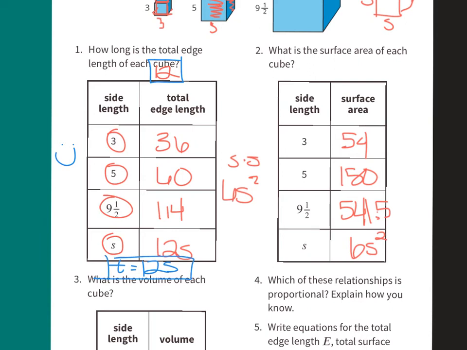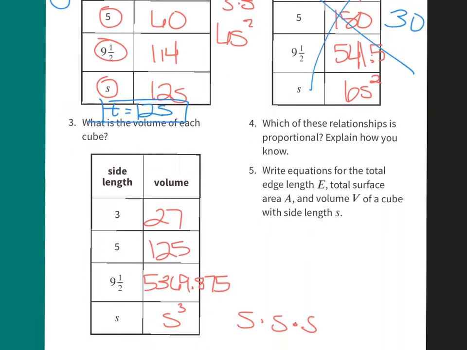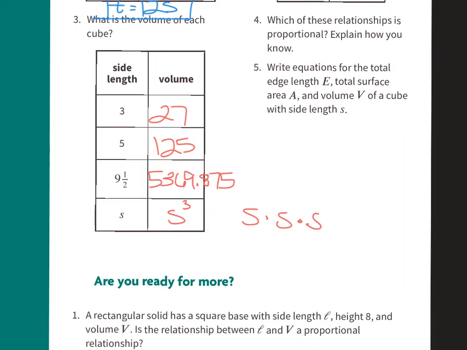Okay, now let's move on to surface area. 54 divided by 3 is 18. 150 divided by 5 is 30. Well, we were right there. We know 18 and 30 aren't the same, so that one's not proportional. So we can't write an equation if it's not proportional. Okay, let's look at this one. 27 divided by 3 is 9. 125 divided by 5 is 25. Not proportional. So we can't write an equation.